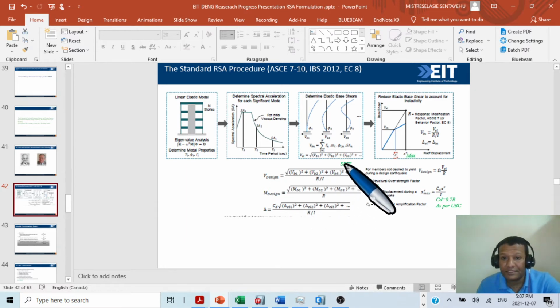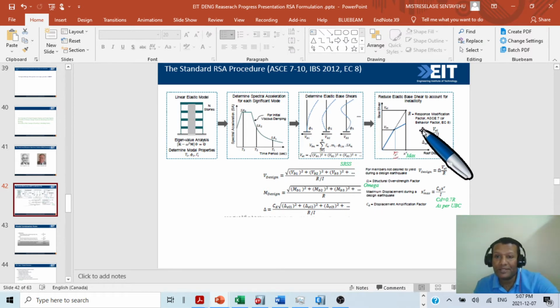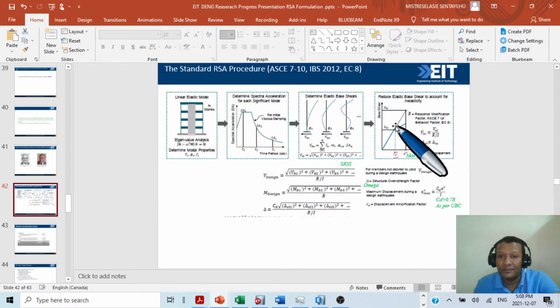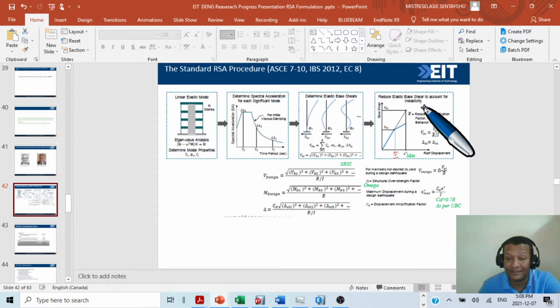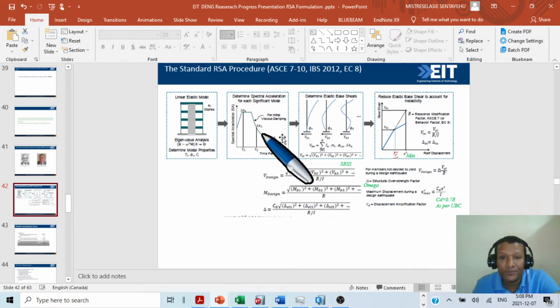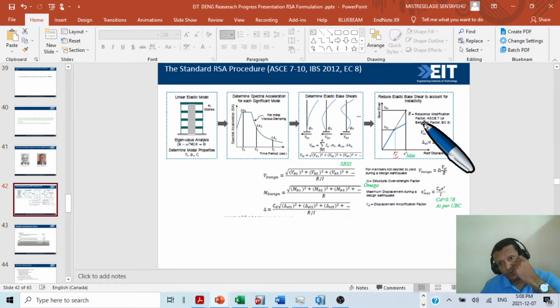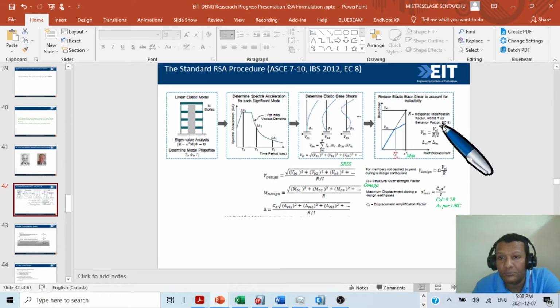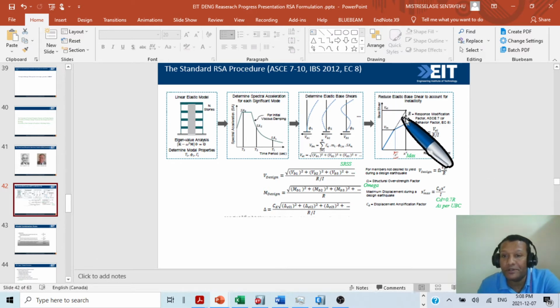Then this is SRSS. Now starting from this point, when we come here, the code base will start. So as per the code, reduce elastic base shear to account for inelasticity, for the ductility. For example, our V elastic base shear is here, but as per the code recommended a response modification factor R in ESC7, or behavioral factor in ESC8. What they are going to do, we will use R.